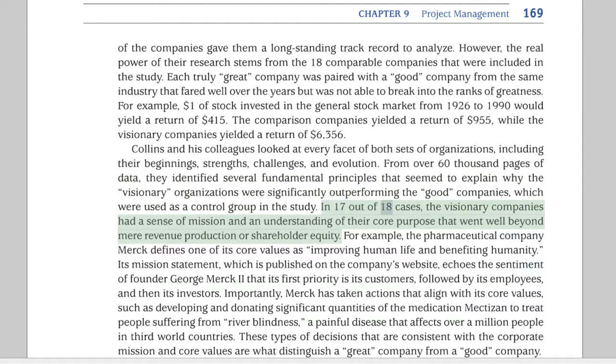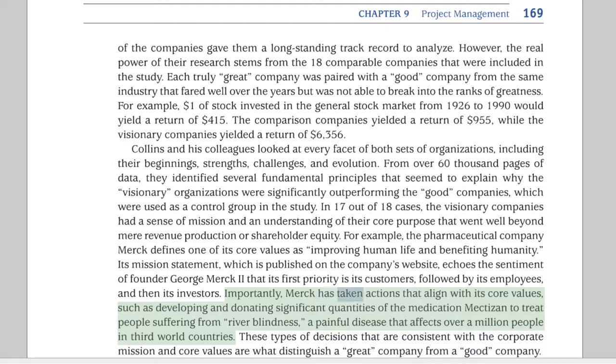In 17 out of 18 cases, the visionary companies had a sense of mission and an understanding of their core purpose that went well beyond mere revenue production or shareholder equity. For example, the pharmaceutical company Merck defines one of its core values as improving human life and benefiting humanity. Its mission statement, which is published on the company's website, echoes the sentiment of founder George Merck II that its first priority is its customers, followed by its employees, and then its investors.